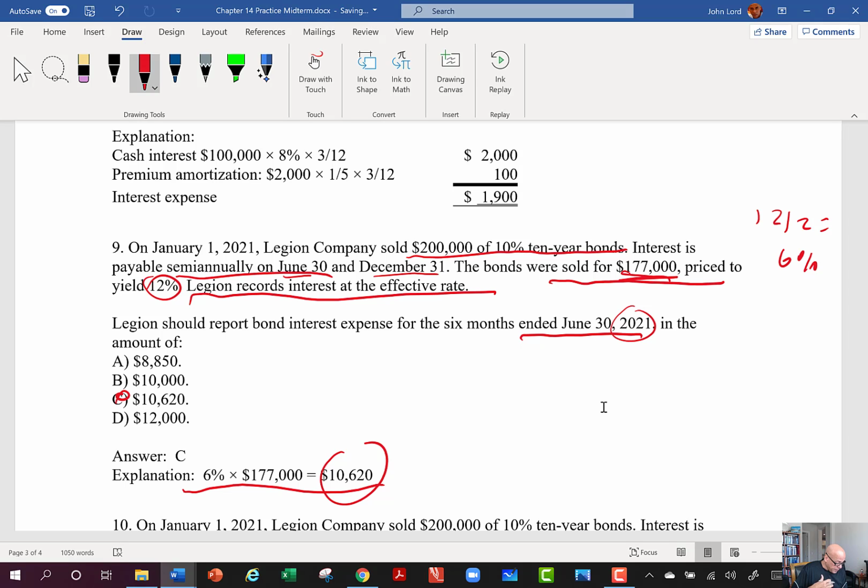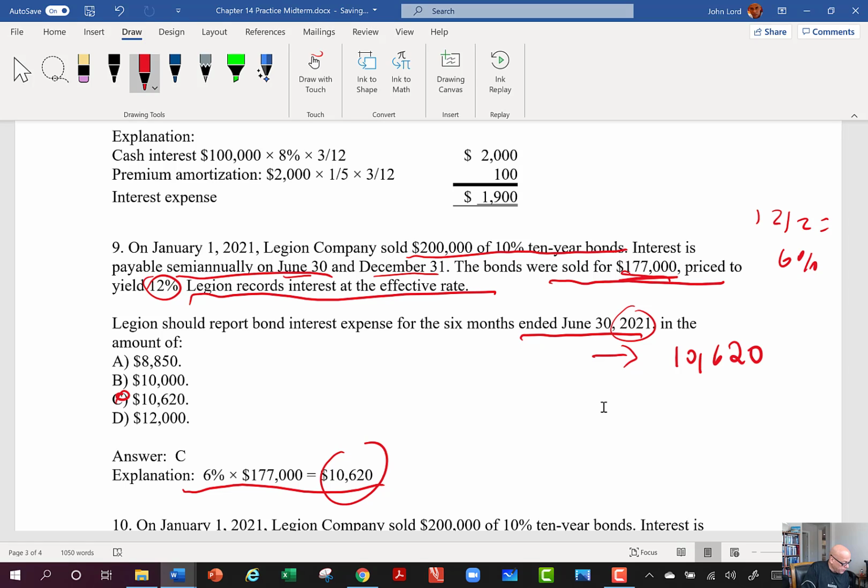Now, I don't know if it's important, but let's play jazz with this question and say, well, would we be able to figure out, if I was asked, what the interest would be for the second 6 months using the effective interest method, which is what is required by GAAP, and which I'll be testing you on most of the time in this class. So what happens? Well, if we had effective interest expense of $10,620, right? Okay, then what?